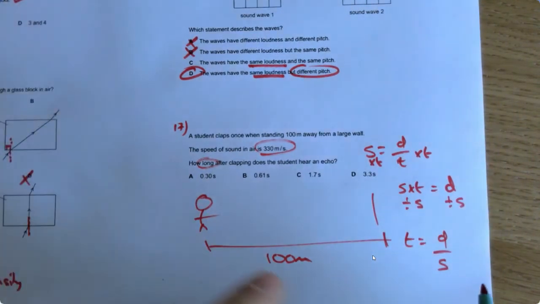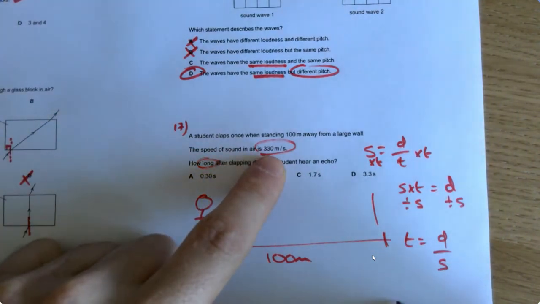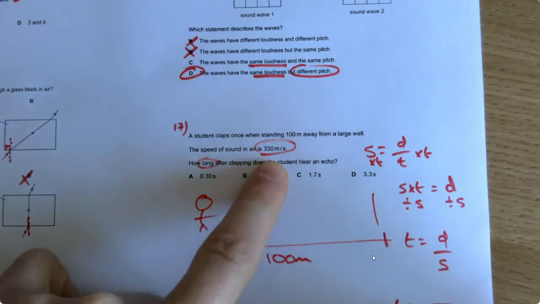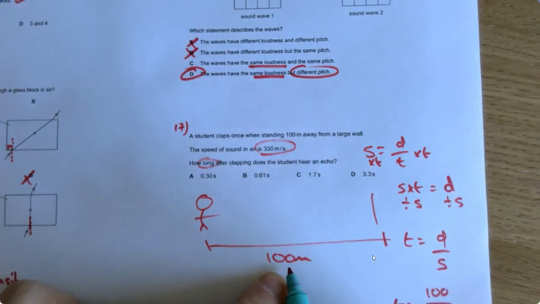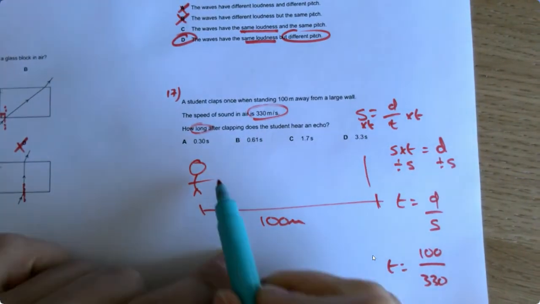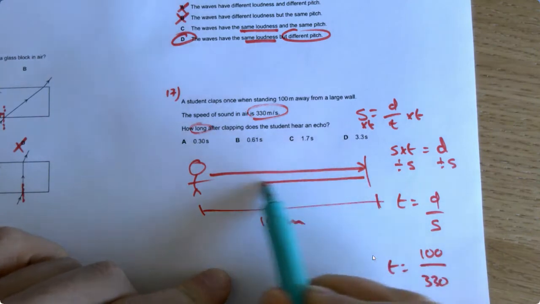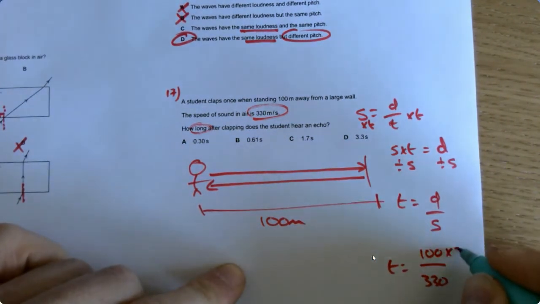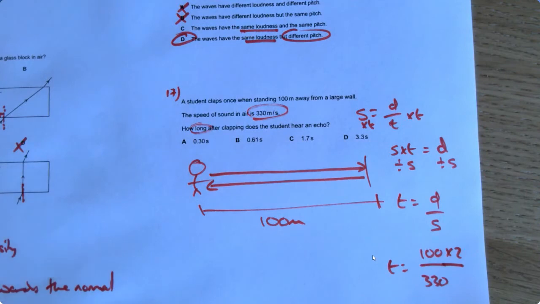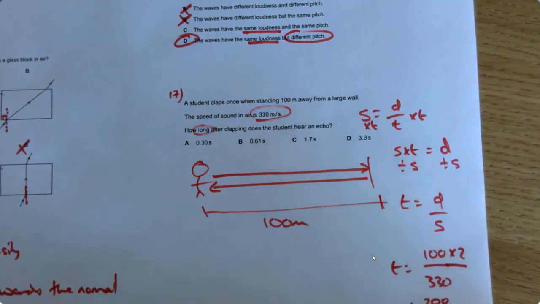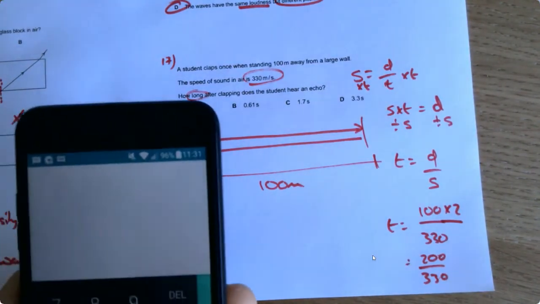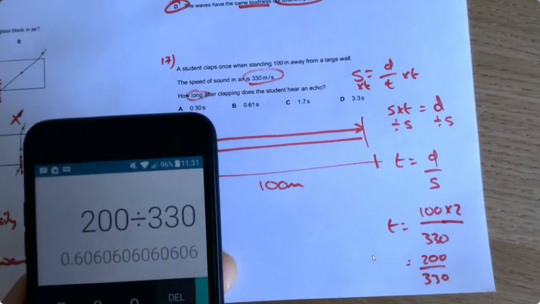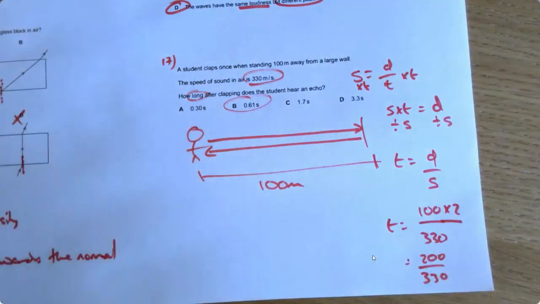And what do we need to put in? The speed is 330. The distance is not 100. That's a very common mistake, because the waves have to go there and they have to go back. So the distance is 200, or 100 times 2. So now we've got 200 over 330, which is 0.61 seconds.